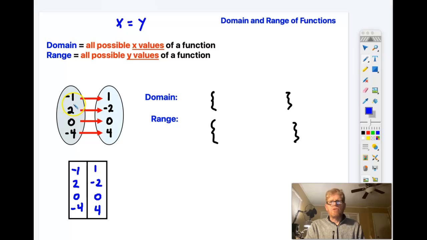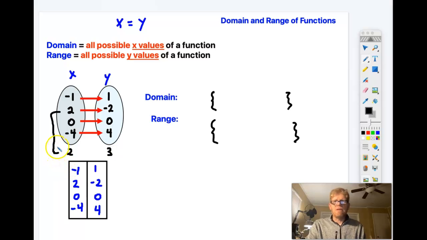We looked at some examples of some different tables and some different mappings. So in this case, these are x's and these are our y's. Every x has exactly one y. So this is a function. -1 maps to 1, 2 maps to -2, 0 maps to 0, and -4 maps to 4. None of these has another possible value. So like if we had 2 and it mapped to 3, we would have two different y's associated with the 2. That would not be a function. As it is, this is a function.